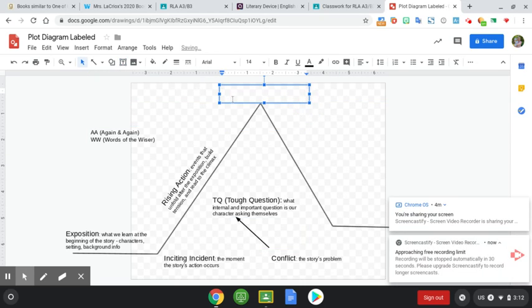Now, climax, every time I hear you mention turning point, there is a word I want you to use instead, and that will be in the next video.